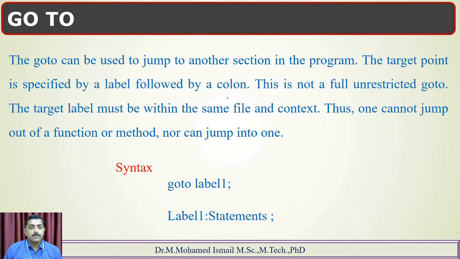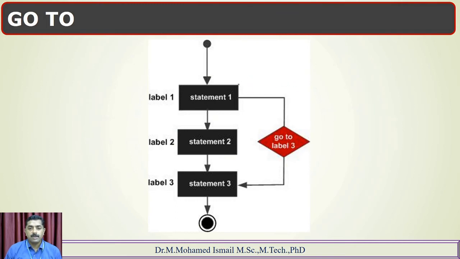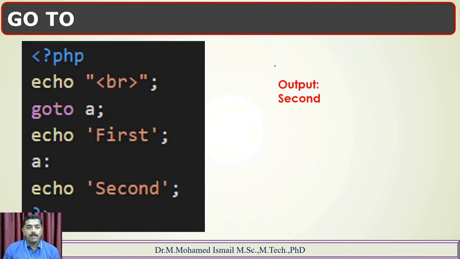The next one is the goto statement. Goto can be used to jump to another section in the program. The target point is specified by a label, and the label is followed by a colon. Before the example, the flow chart. The flow of the program is statement 1, statement 2, statement 3 executing, but in between I am using the goto statement. First statement 1, then immediately goto, so it skips statement 2 and comes to statement 3. The goto statement is not recommended for programming, it's an unconditional statement.